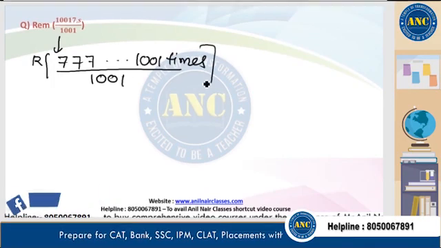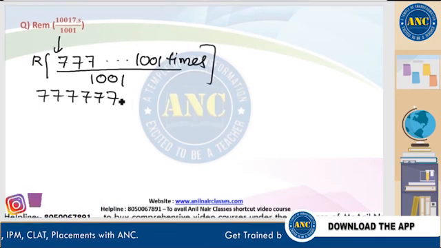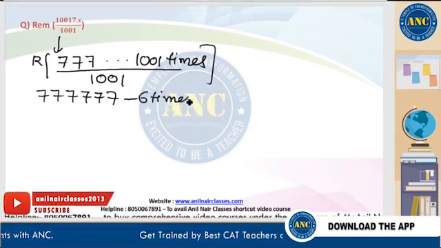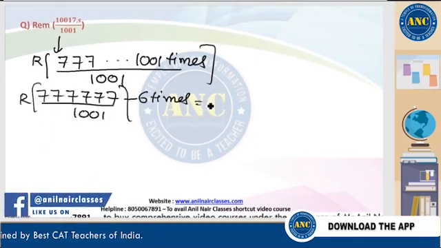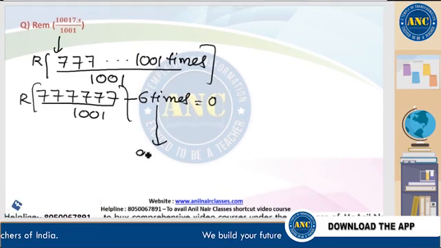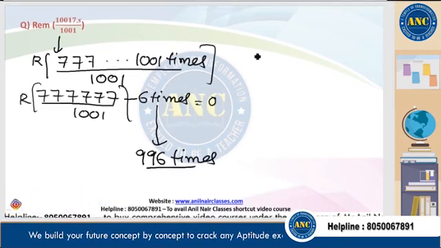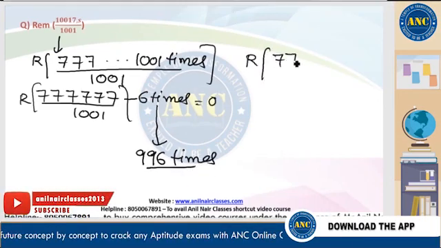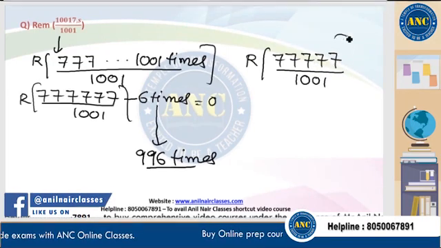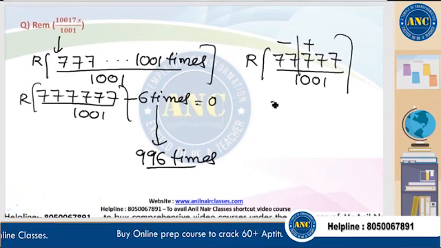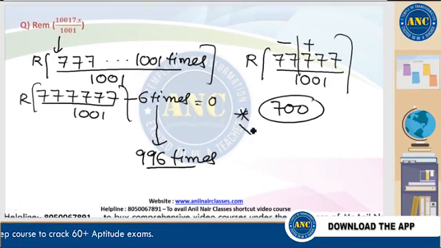So this is nothing but 7 is written 6 times. It is 0. 1001, it is 0. 6 times. Similarly it goes up to 996 times. 996 times it is 0. Remaining is 5 times. 77777 divided by 1001. Plus minus, 777 minus 77 is 700. Answer for this question is 700.